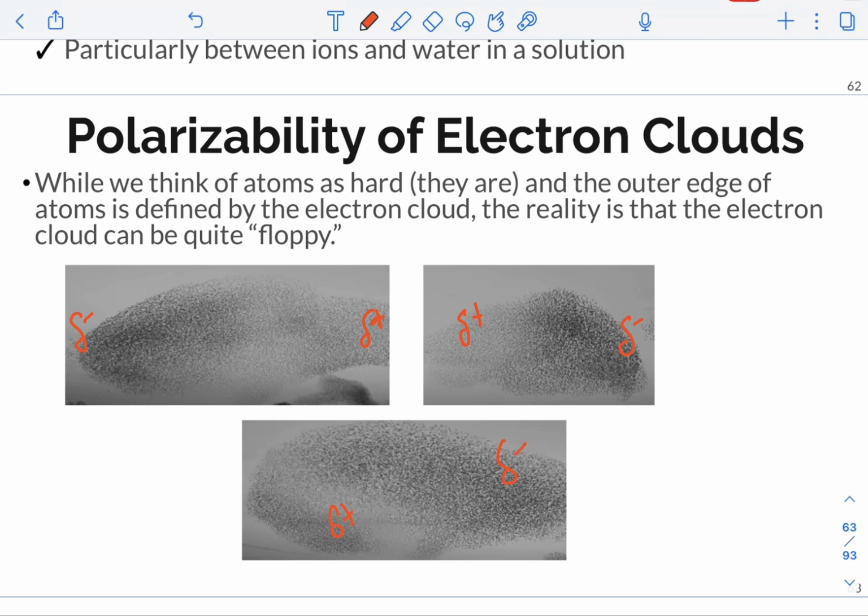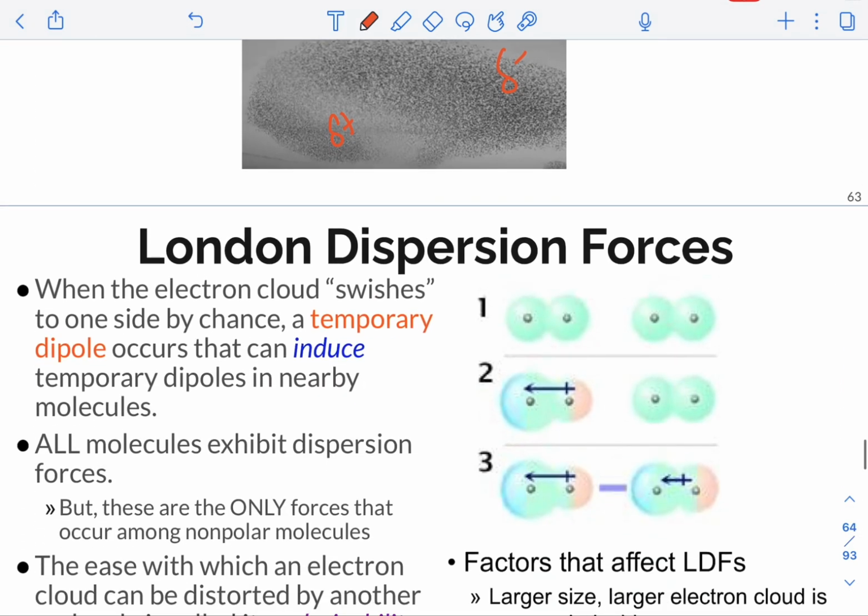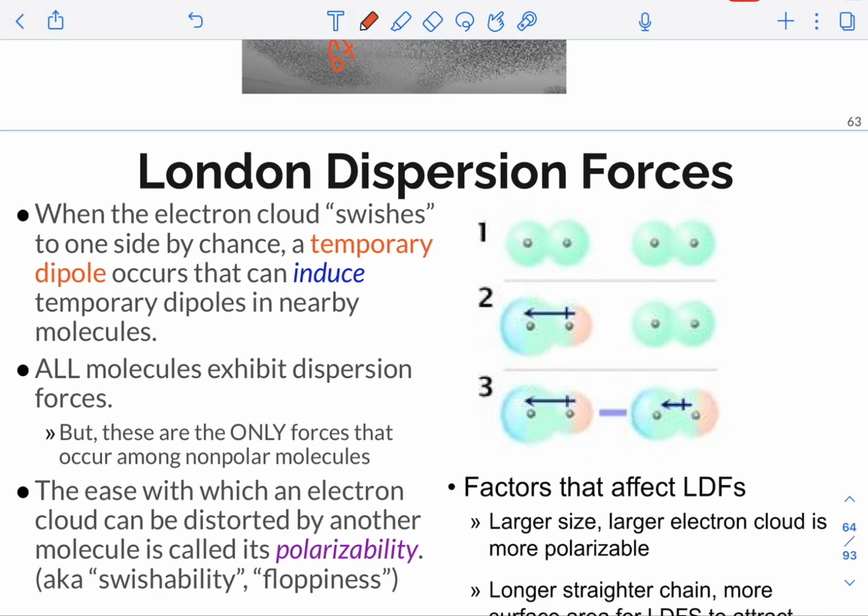Because this is happening, our slight positives and slight negatives can attract each other, and that's what the LDF will be. You'll have this attraction even in molecules that are nonpolar, or even in atoms, because these electron clouds are moving constantly. We do have these split second slight positive and slight negative. So here we have a temporary dipole. You can think of it that way.